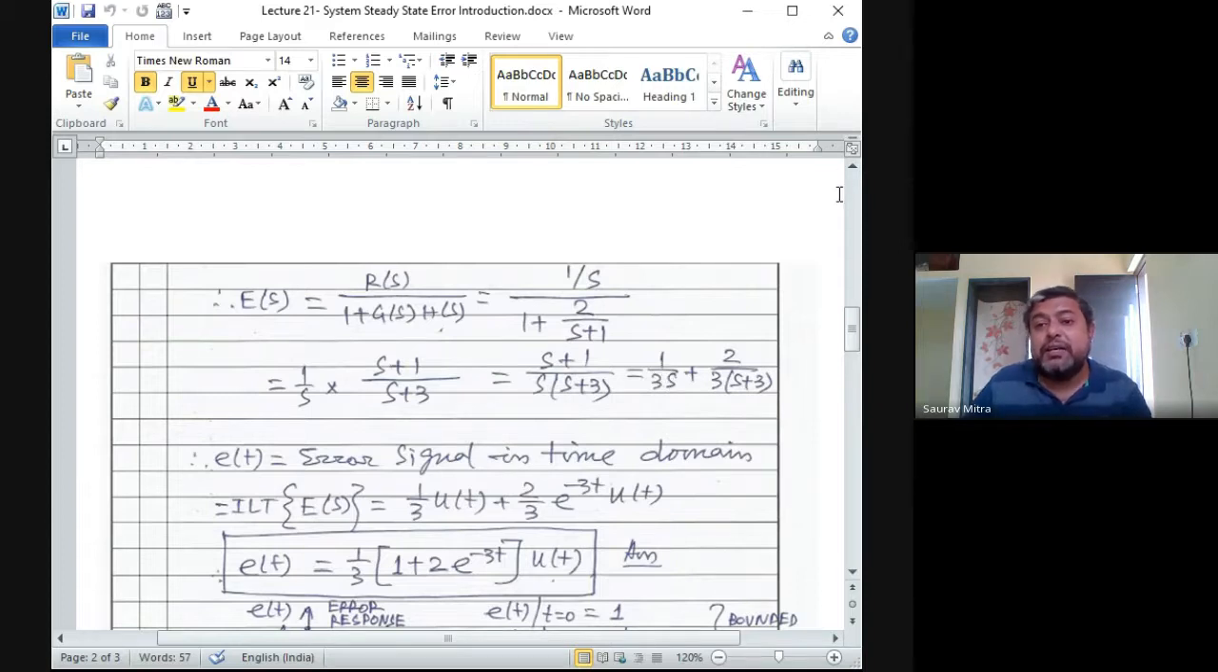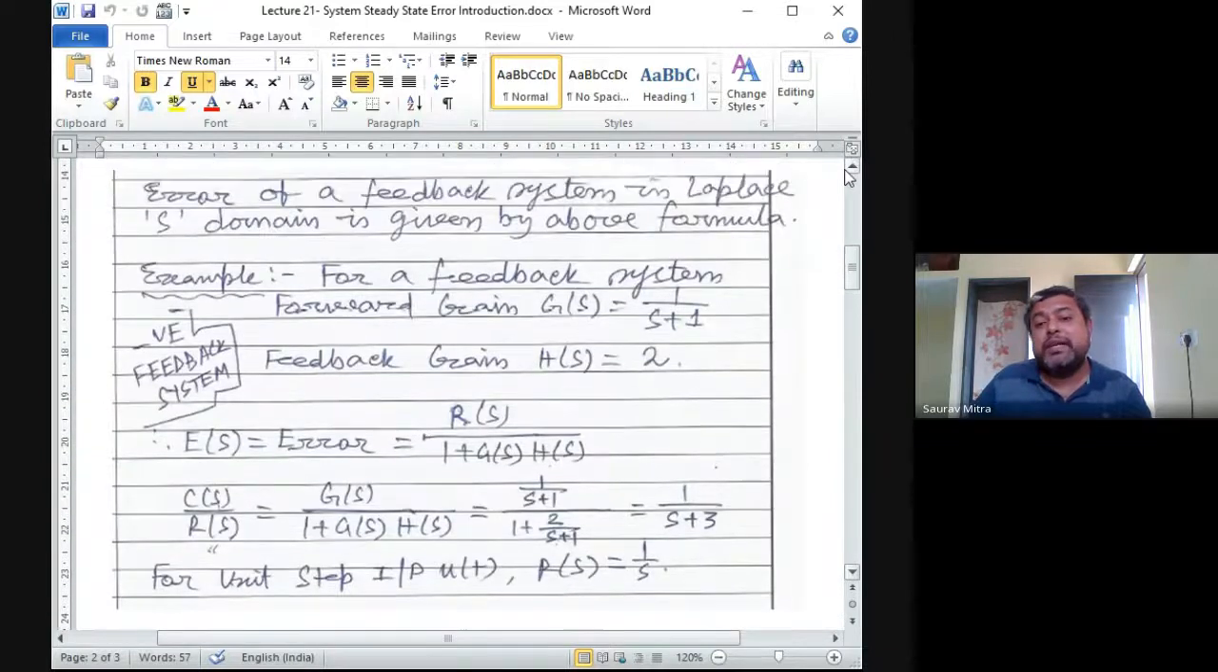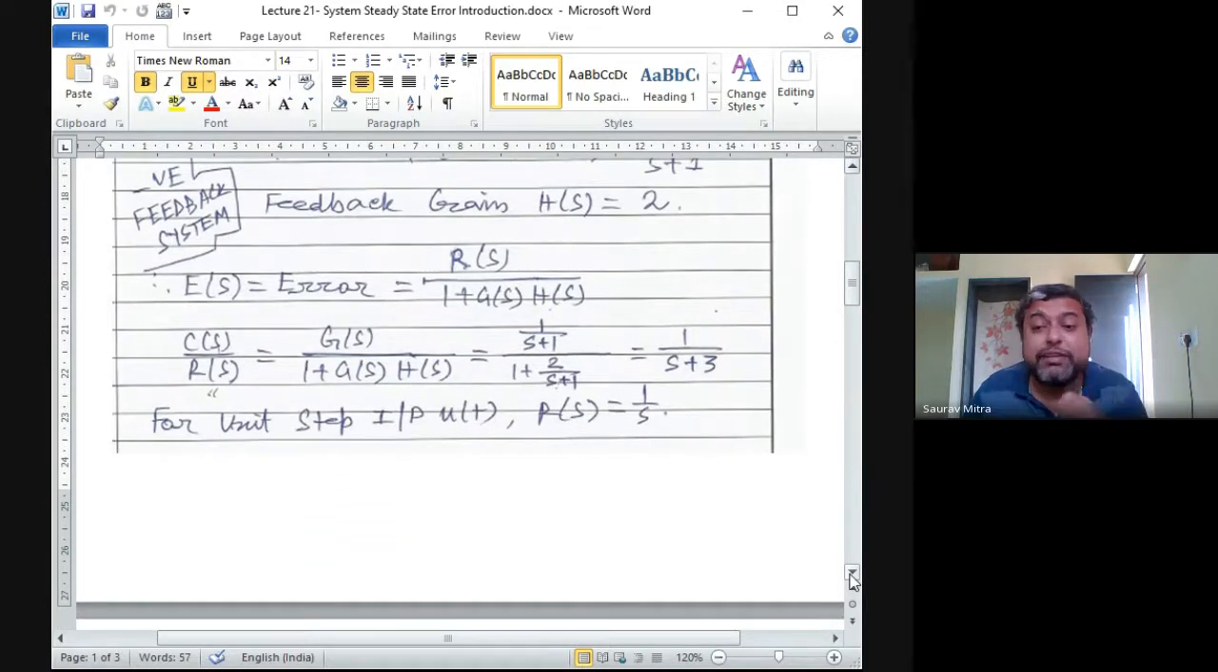That means whatever system is given, what system is given? The system is given as forward path gain equal to 1 by (s plus 1). Feedback gain is equal to 1. Closed loop system I am not talking about. Okay, forward path gain and feedback gain. From there we are estimating, if we are finding a closed loop system and if its response is there. Response is nothing but c(t). c(t) we have not found. We are trying to find out if there is an open loop system.